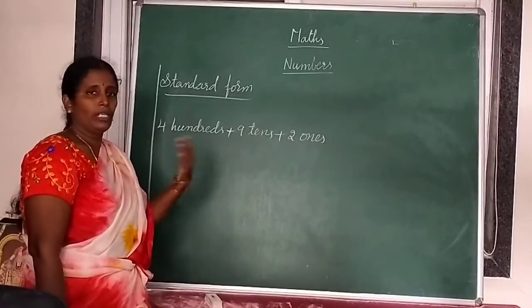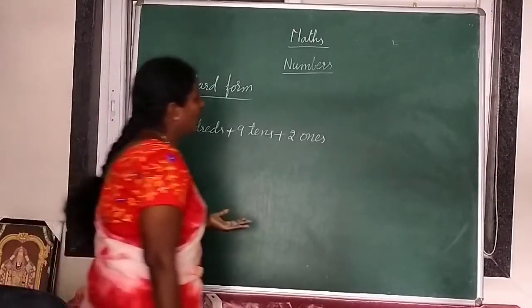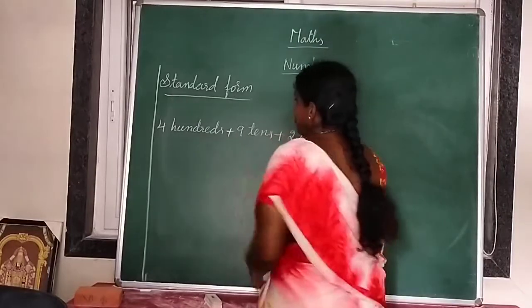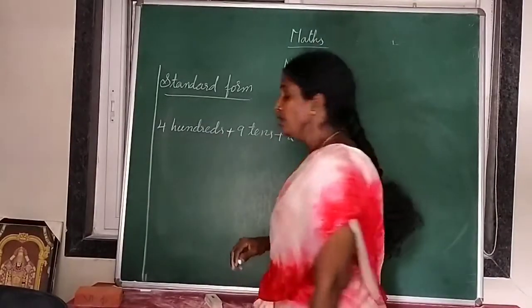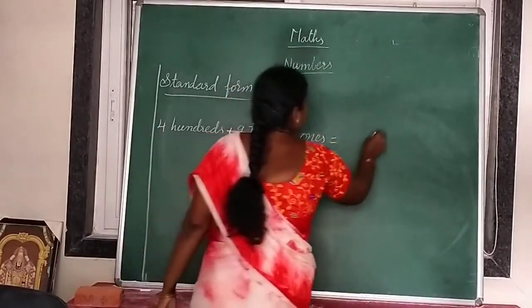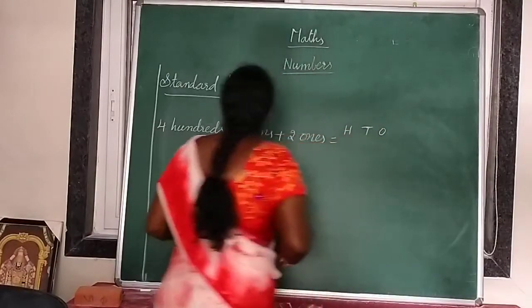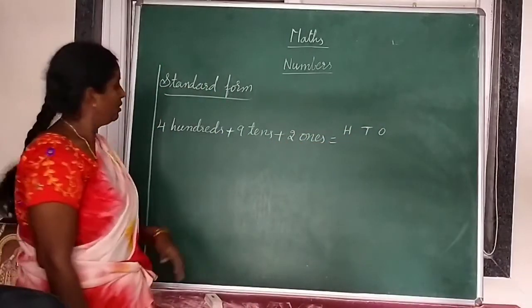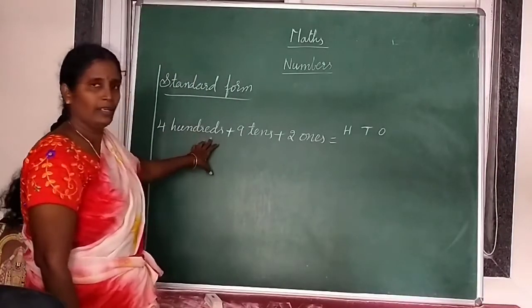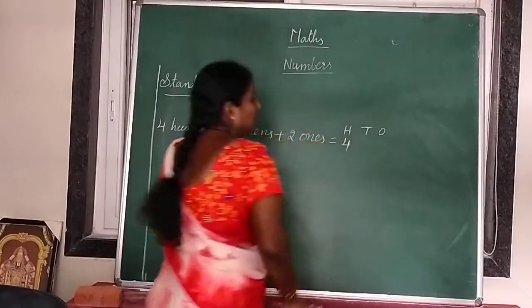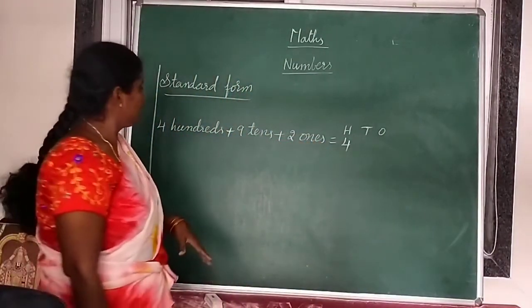So to convert into standard form, first we have to write the place values. Here the highest place value is hundreds now. So write up to hundreds: ones, tens and hundreds. How many hundreds are there? 4 hundreds. So we should write 4 under hundreds place.